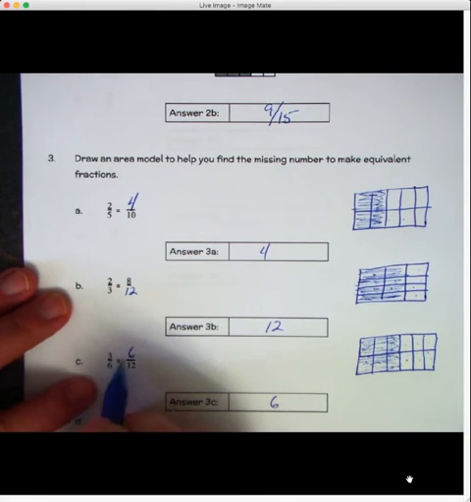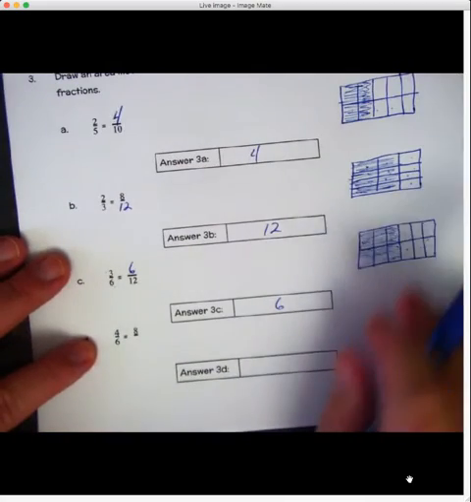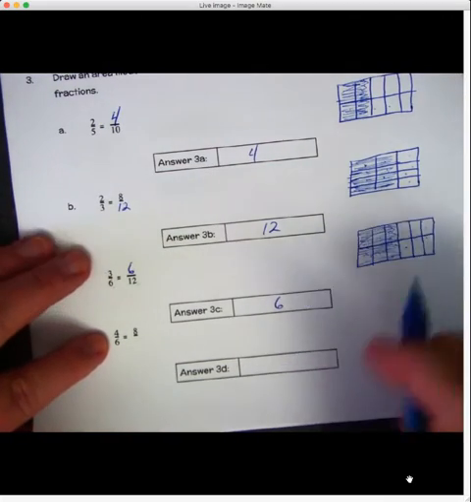2 times 3 is 6. 2 times 6 is 12. You see the pattern there of multiplication. All right, now we've got to do 4/6.